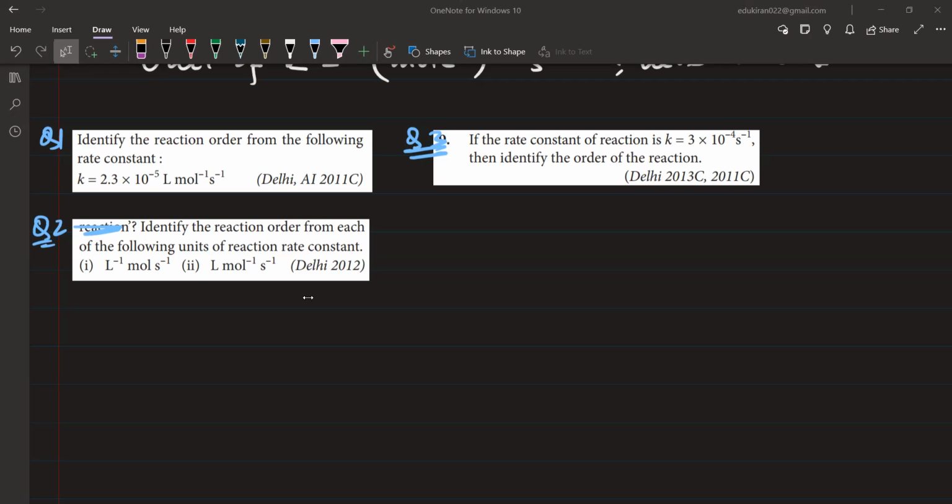Rifat, please turn your mic on. Yes, sir. What is the power of liter in seconds? First question. What is the power of liter? Sir, 0. What is the power of liter for the second one? 1. Yeah. So the order is 0. It is -1. The liter is power -1, not 1. So -1, and the order will be 0.